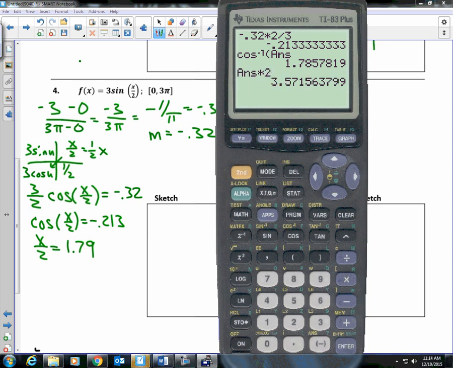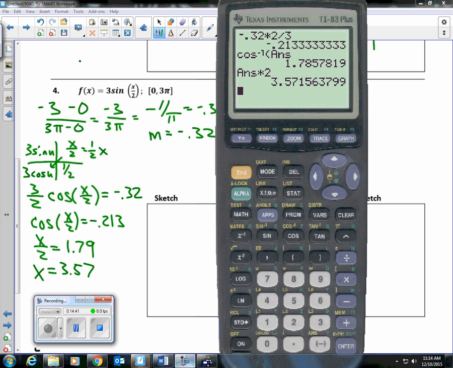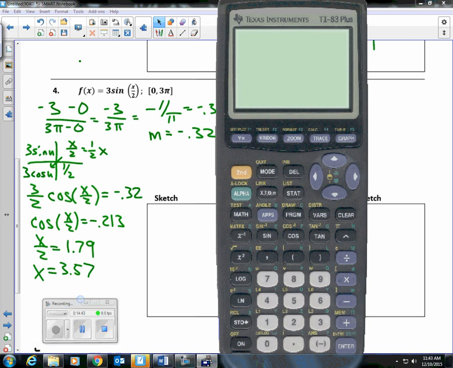And we get 3.57, which is in our interval. Okay, we got our x value of 3.57.